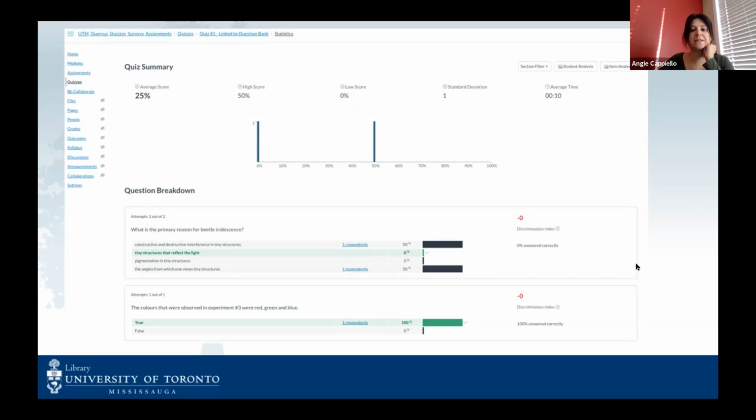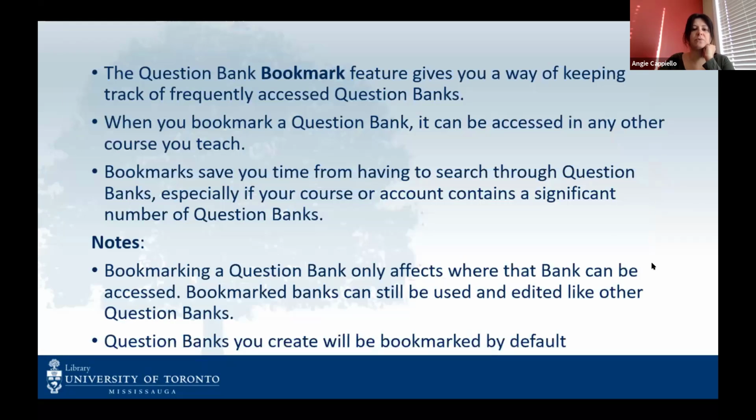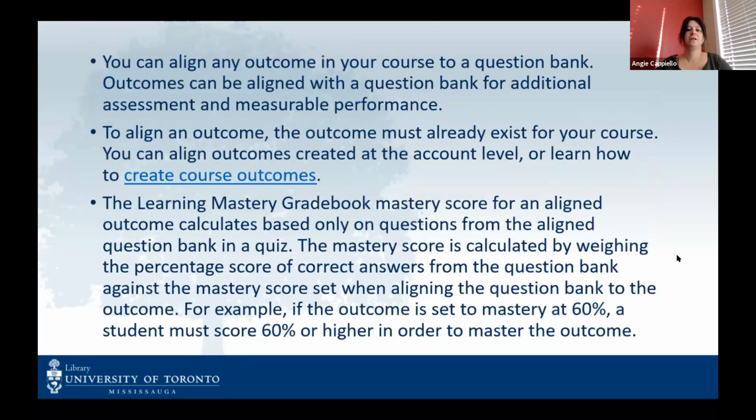with a discrimination index. So we talked about the bookmark feature, so you can access your question banks in any course. And some information about bookmarking. Okay. You can align any outcome in your course to question banks if you're using the outcomes feature, but again, we can talk to you about that because there's a link here for more information on course outcomes and learning mastery.